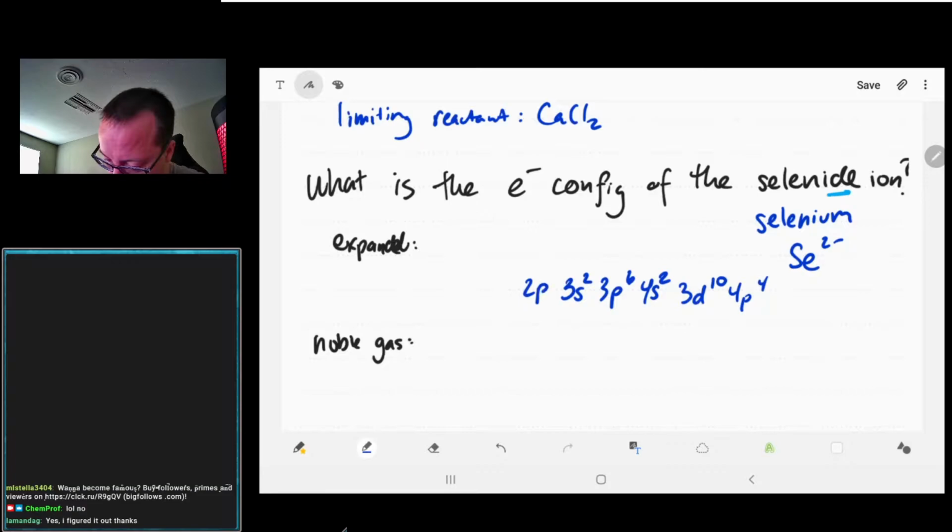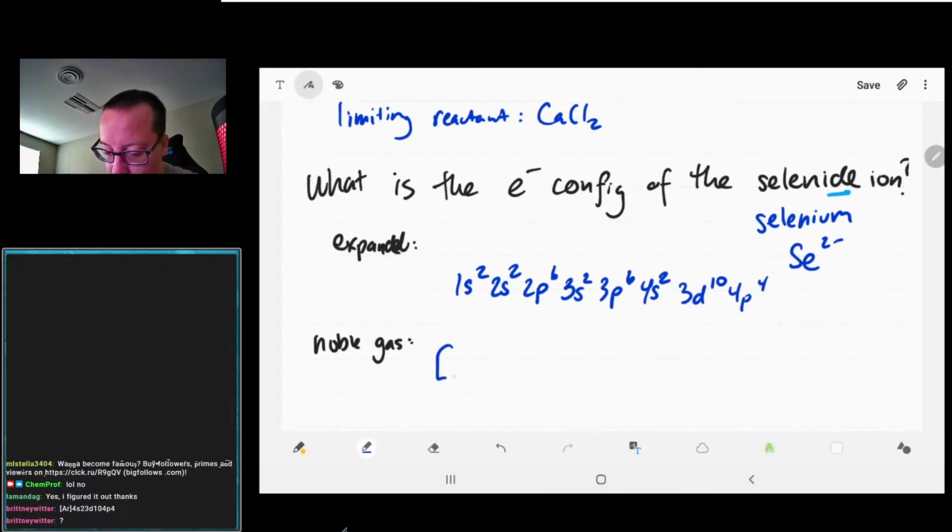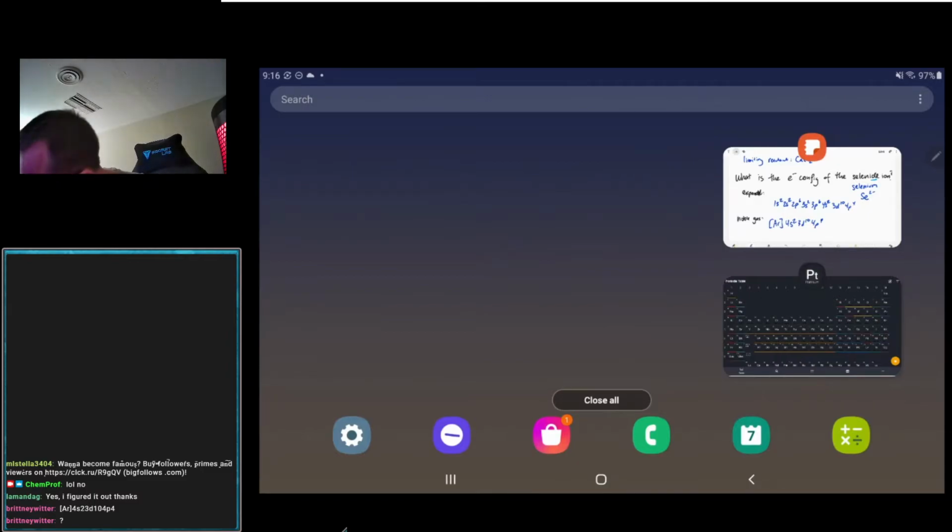3s2, 2p6, 2s2, 1s2. Is that all of them? Looks like it. Okay, cool. And then of course the noble gas one, Brittany's already done for us. Yeah, that's how it would look. 4s2, 3d10, and then 4p4. Let me just double check the noble gas there. Yep, that's it.